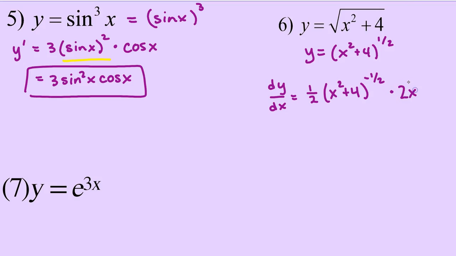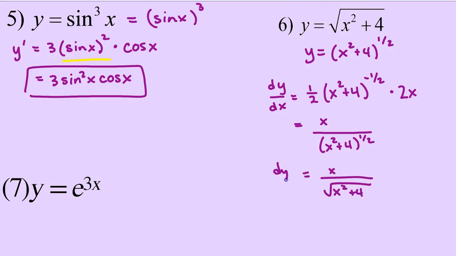is 2x. So then let's multiply the 1/2 and the 2x, and then because we have a negative exponent, let's move that part down to the bottom. So 1/2 times 2 is 1. So we have x over x squared plus 4 to the 1/2. But let's change, sorry, I'm stumbling over my words today. Let's change that back to a square root, x over the square root of x squared plus 4.